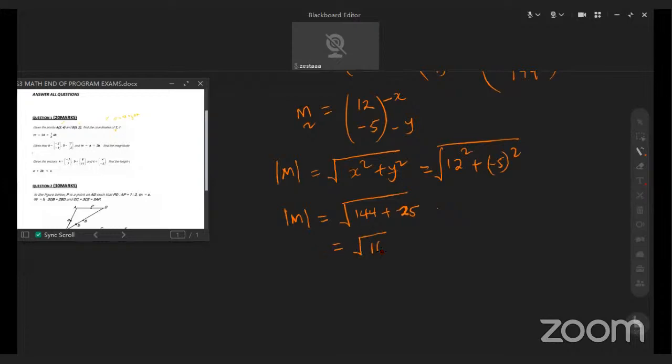So this will be the root of 169, and the root of 169 is 13. Okay. And we are saying these 13 are units. Please, when you are putting the magnitude at the end of it all, you add units. Don't just leave it blank like that. Okay, so I think that is it.